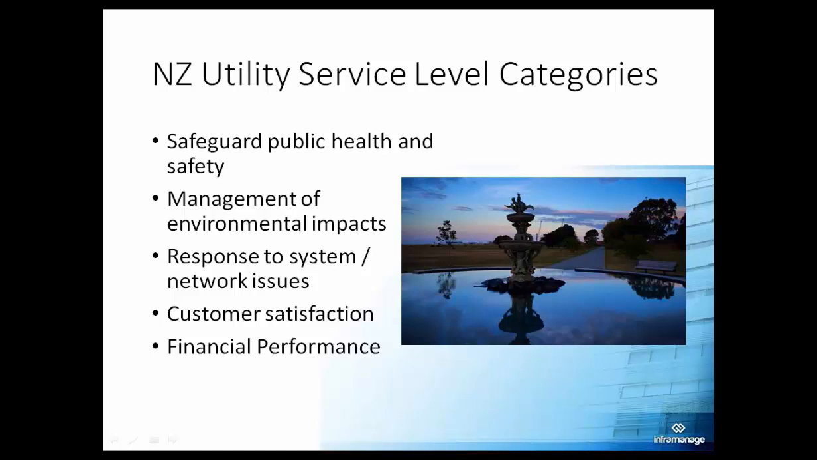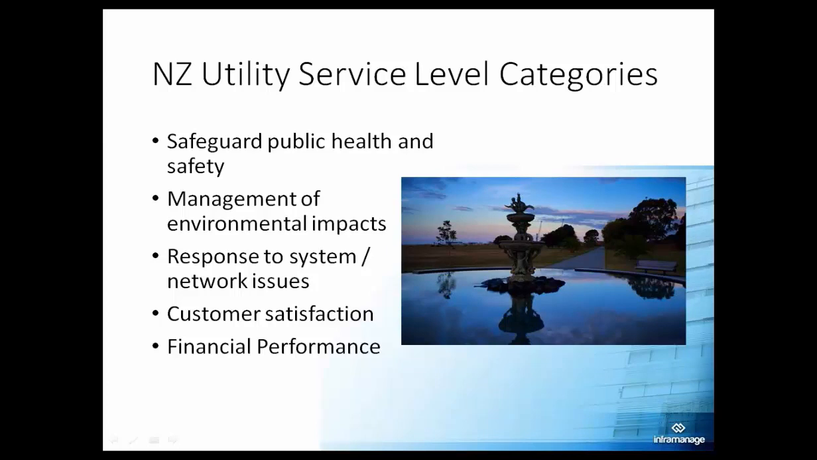Now, the thing is that the first two of those are almost always set by either permits or regulation or legislation, or over here EPA requirements, Safe Water Act and things like that. So you can consult on them, but that isn't going to change the outcome at all, because, particularly in water and wastewater, you've got minimum standards that are required, and that's going to set your base level of service. So the stuff that you end up consulting on is normally around the response and satisfaction ones, or we do in New Zealand.